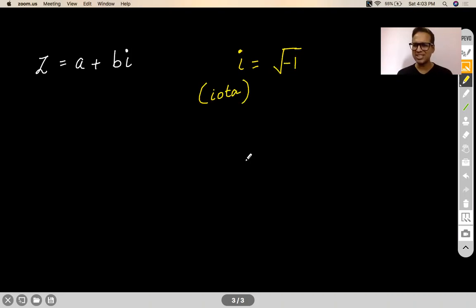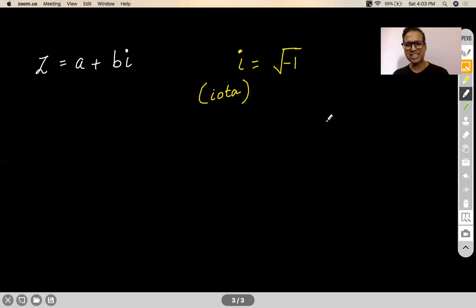Now, what is this under root of minus one doing over here? Why do we need it? See, as I already discussed with you, a complex number is a two-dimensional number. It has got a real dimension and it has got an imaginary dimension. Let me explain this with the help of vectors. I'm sure you all have done 2D vectors in physics, correct?